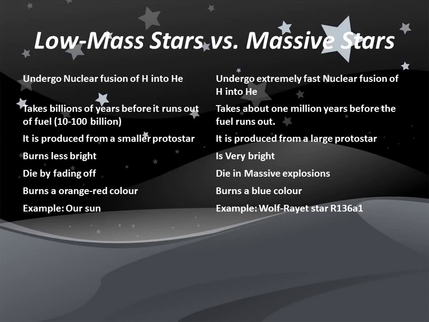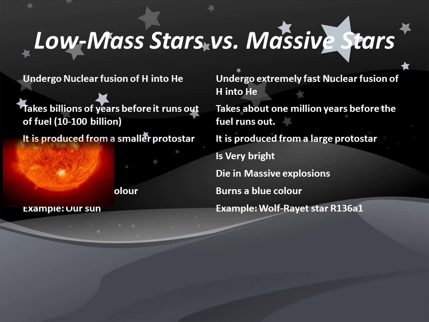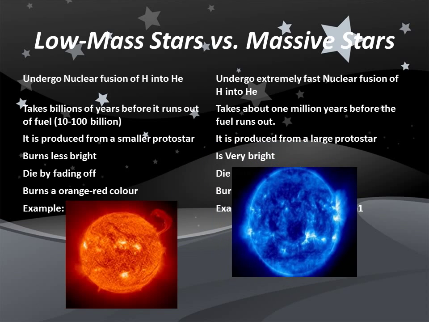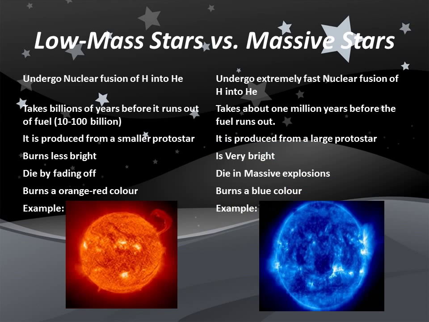The main example of a low mass star that we know and we see every day is our very own sun. And as you can see, most of its light is orange with bits of red, and its very hot areas are barely yellow. However, the most common example of a massive star is the Wolf-Rayet star R136A1. And if you see it, it's blue. In fact, it is so hot in some areas, it's burning white, and it burns very, very bright.